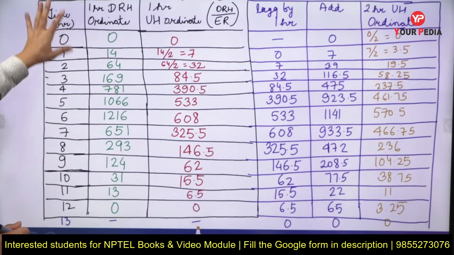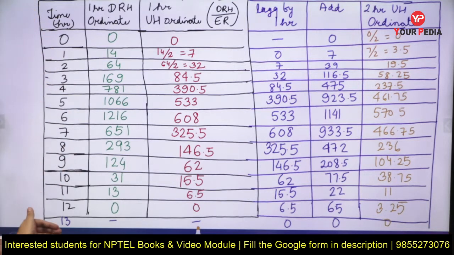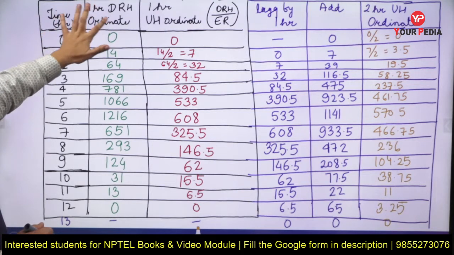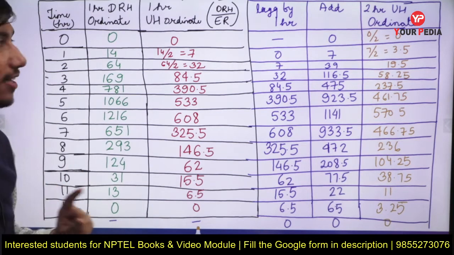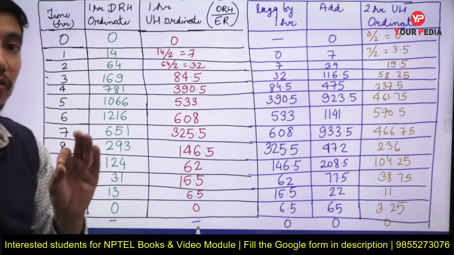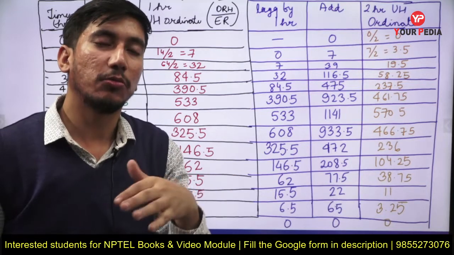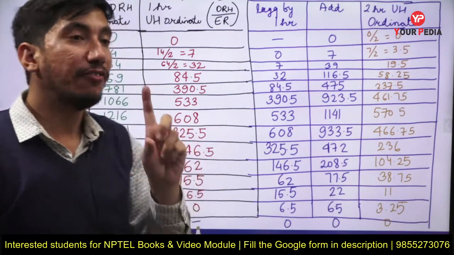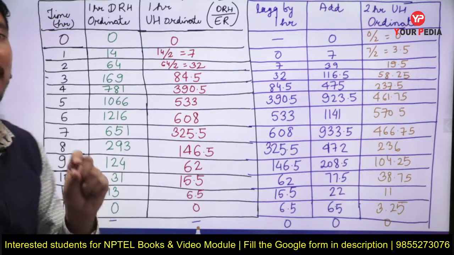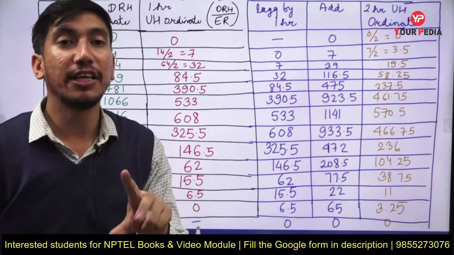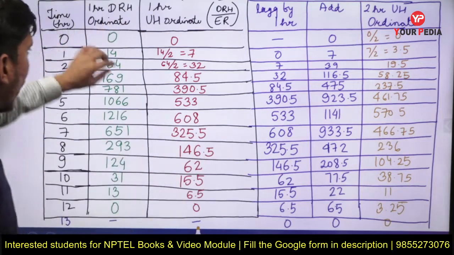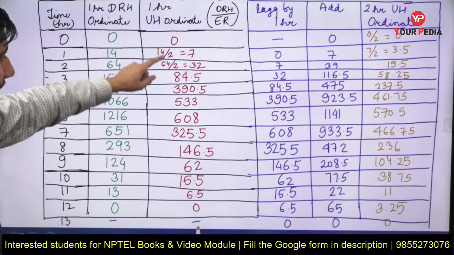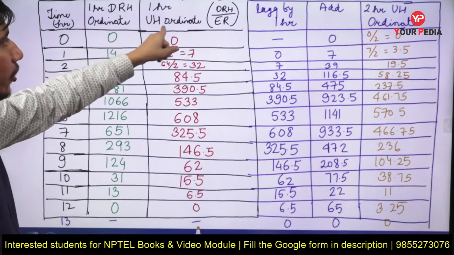Time is given at 1 hour intervals. We have written all these hours, and then the ordinates of the 1 hour DRH that we derived in the previous slide. In order to obtain the ordinates of the 1 hour unit hydrograph, we have to divide all these ordinates by the value of effective rainfall. Effective rainfall was 2 centimeters, so I have to divide all these ordinates by 2. When I divide all these ordinates by 2, I get the ordinates of the 1 hour unit hydrograph.